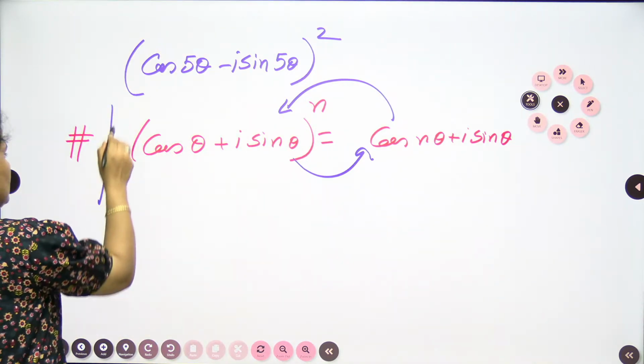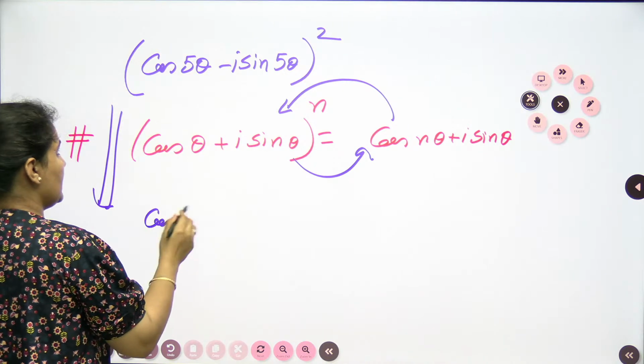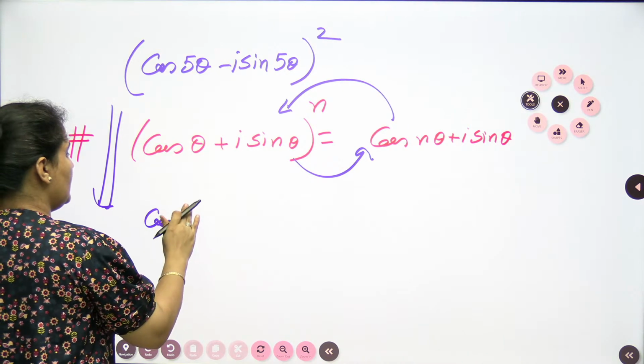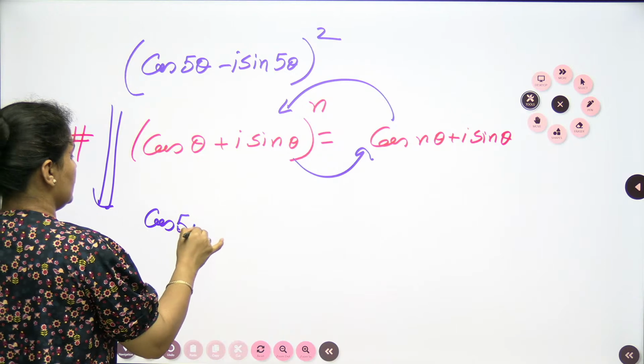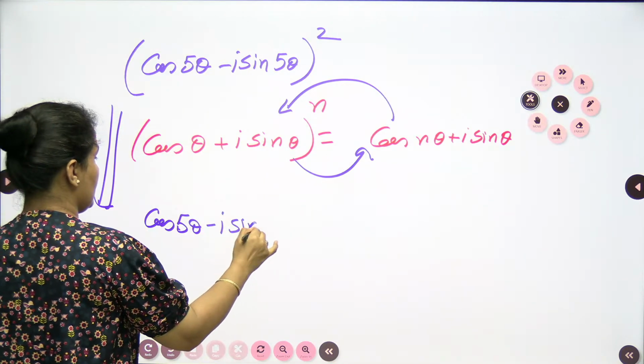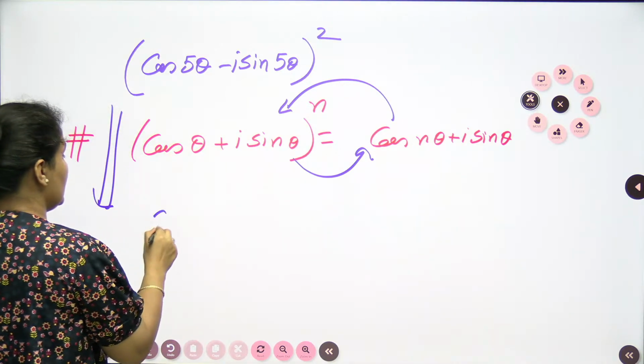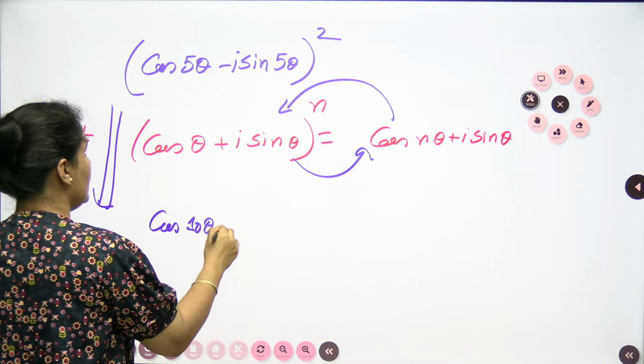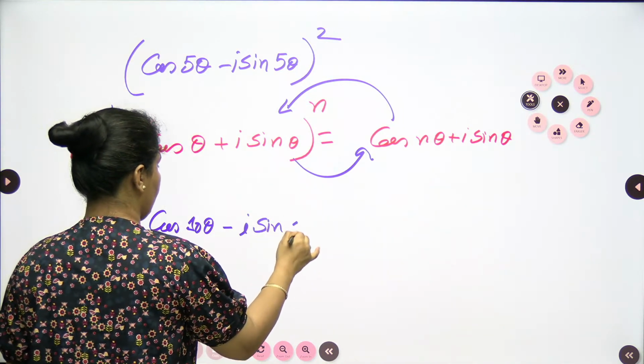So right now I will solve my question, which is cos 5 theta minus iota sin theta. So it will be 5 theta minus iota sin 5 theta. So I am approaching directly. So cos 5 tan theta minus iota sin 5 tan theta.